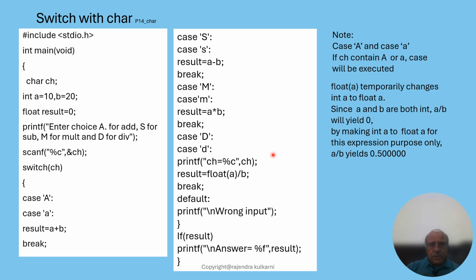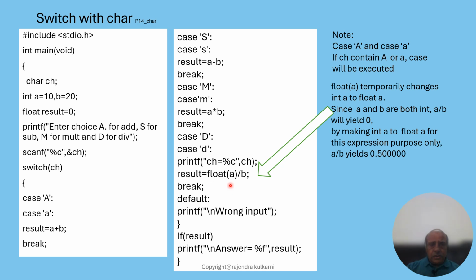What does this float do here? Float a temporarily changes int a to float a. It promotes a as a float value from an int value. Why do we have to do it? Because if a and b are both declared as int, a divided by b, or 10 divided by 20, will yield 0, which is not correct, which we don't want.